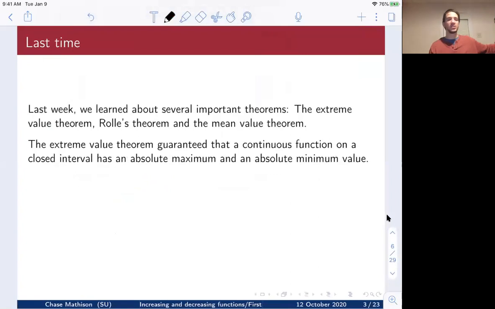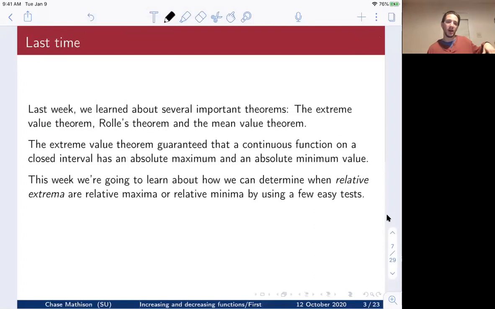Okay, so the extreme value theorem guaranteed that if we are looking at a continuous function on a closed interval, it has an absolute maximum and an absolute minimum value on that interval, which isn't guaranteed on an open interval, right? We saw cases where if we were looking at a continuous function on an open interval, there's no guarantee that there's a maximum or a minimum value. Similarly, if the function is not continuous, there's also no guarantee of a maximum or minimum value. So that is not a trivial thing.